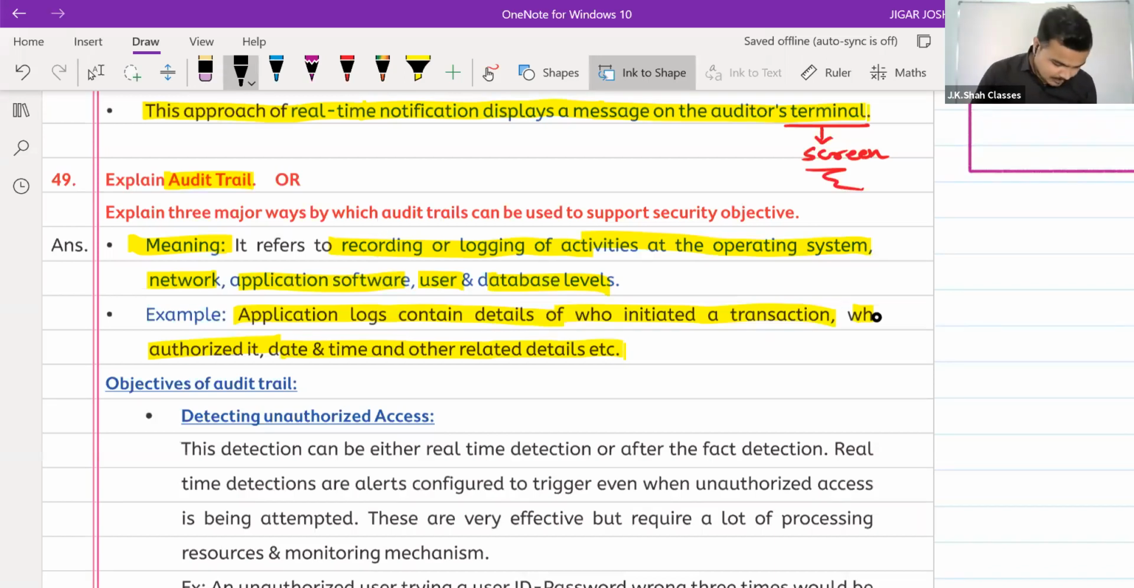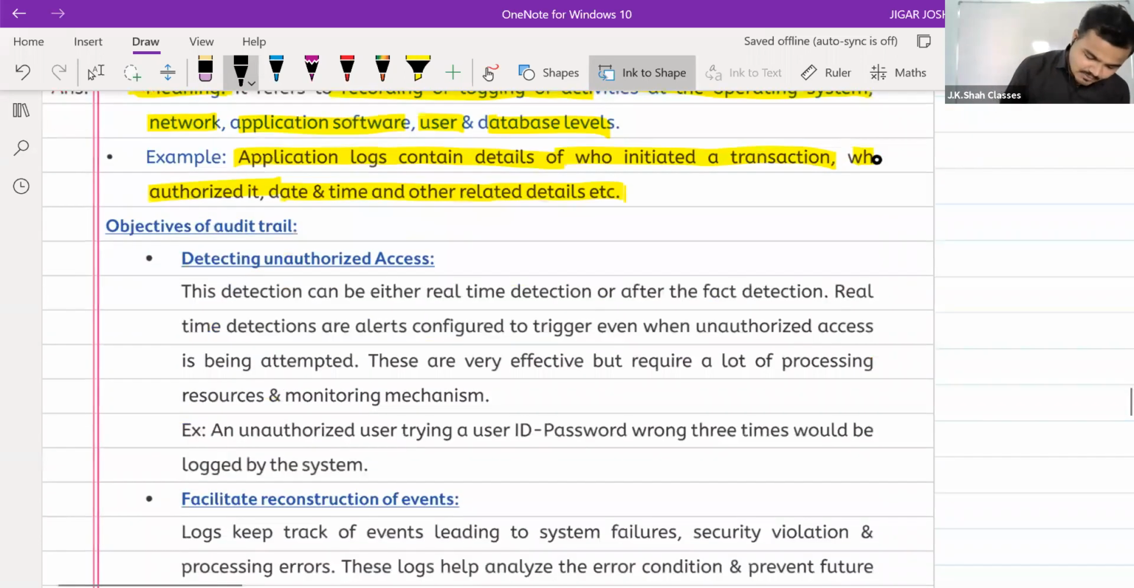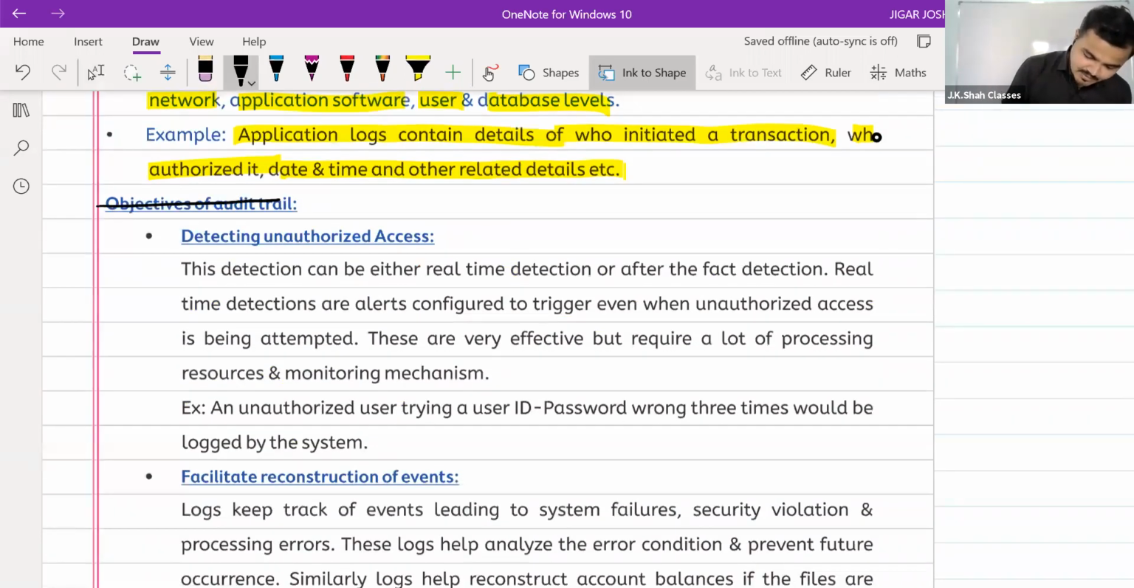Am I very clear to all my dear chartered accountants? Say yes or no. Yes, sir. Okay. Moving to the concept, people. Objectives of audit trails. What are the objectives? Why do we want these audit trails to be there?